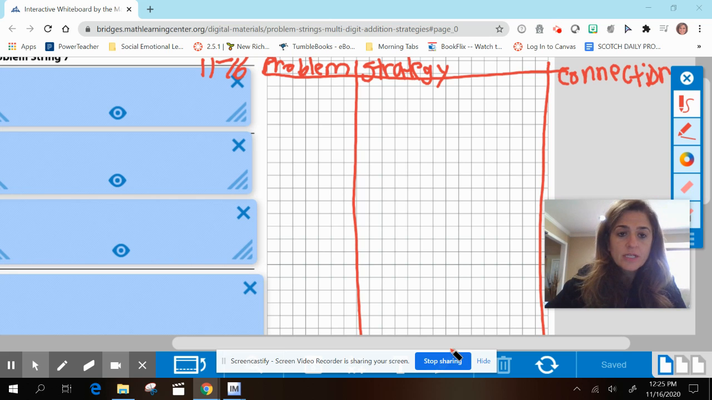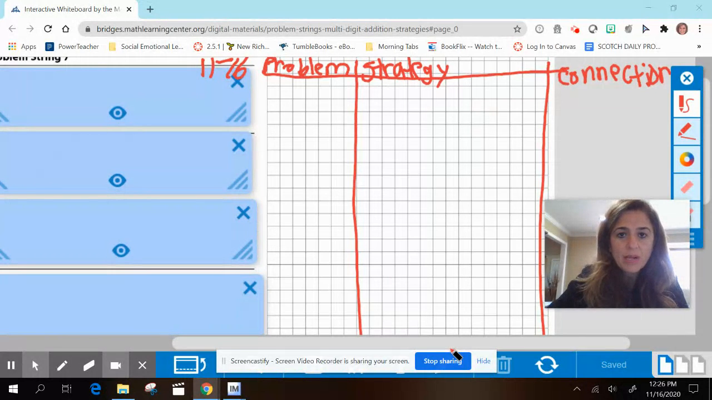Hey, fourth graders. So today we're going to start with our problem string for November. We have 3 this month, so we're going to tackle this next one. So this is problem string number 7. So you should be at the back of your number corner book where it says A7.